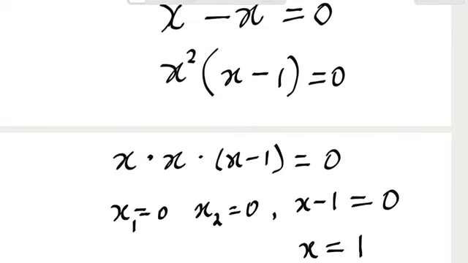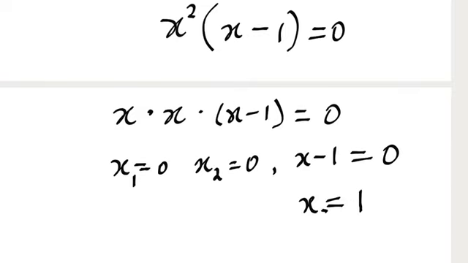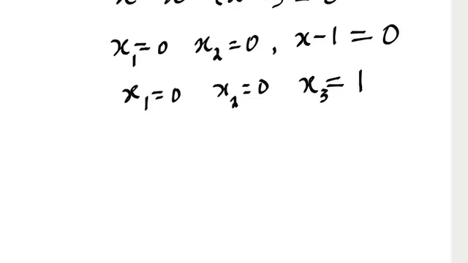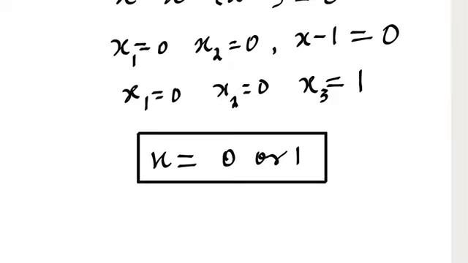We're going to have plus 1. So we have this to be x3. This is x2, which is equal to 0, and this is x1, which is also equal to 0. So now you can see that since x1 and x2 are the same, we can just have x to be 0 or 1. So that is the value of the solution. We have 0 and 1 to be the solution.